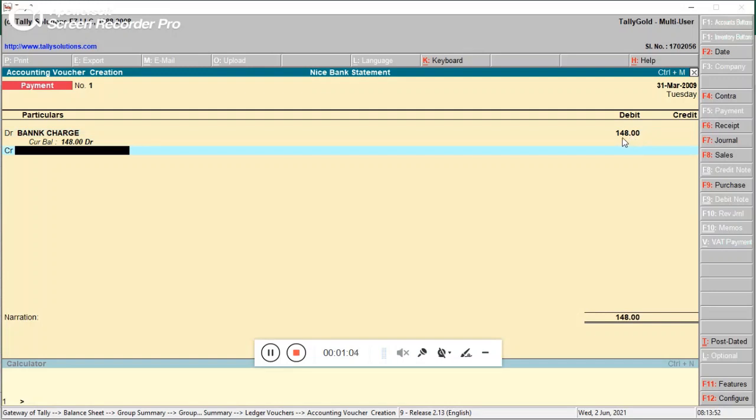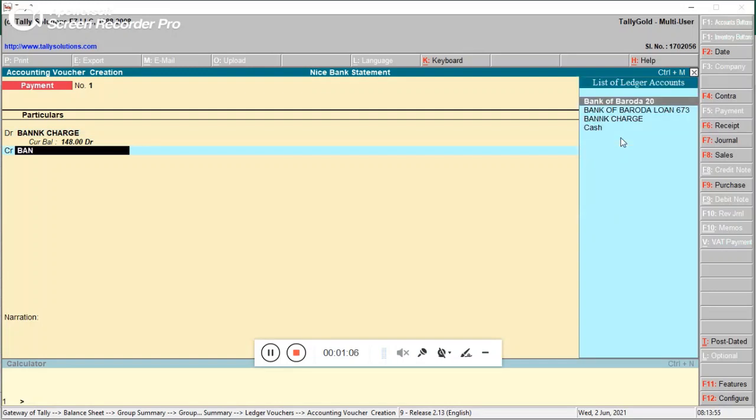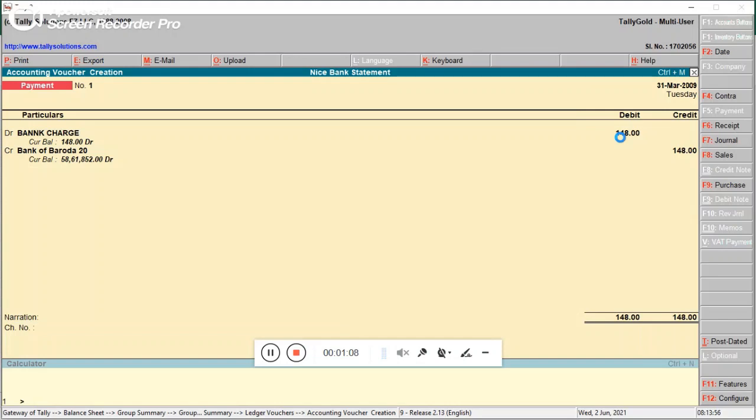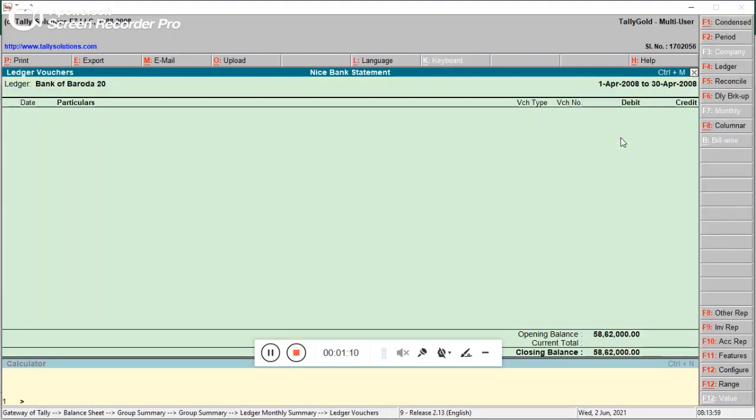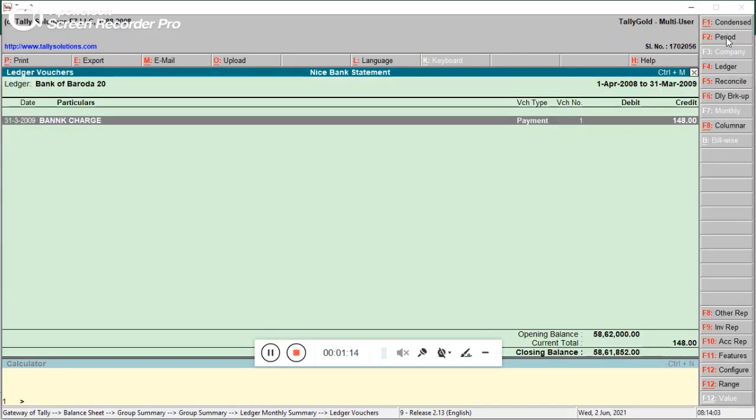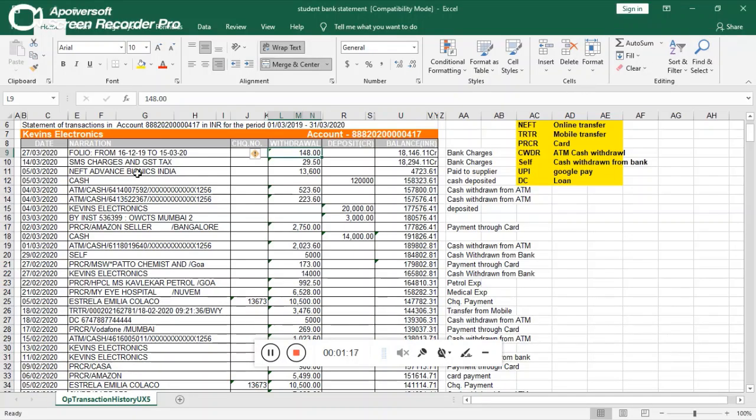And credit what? Bank of Baroda. So if you don't have Bank of Baroda, you open your last bank account. Okay. So the entry is passed there. Second is also bank charges. I'm not passing that. You know how to pass it now.